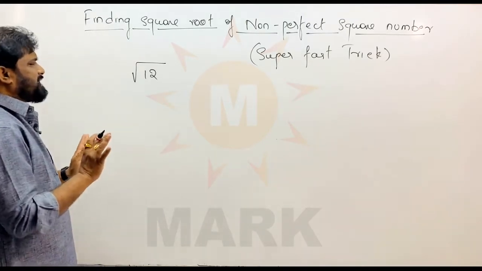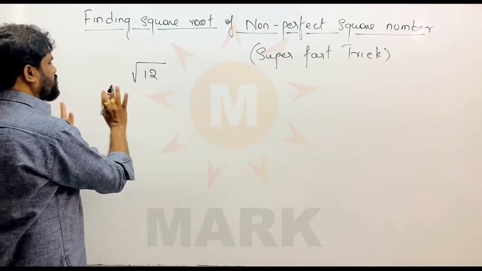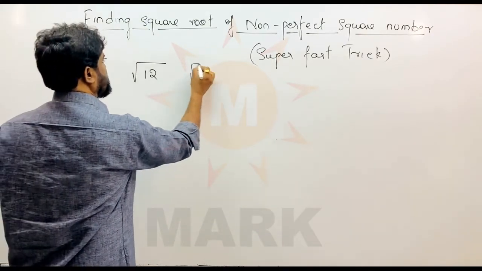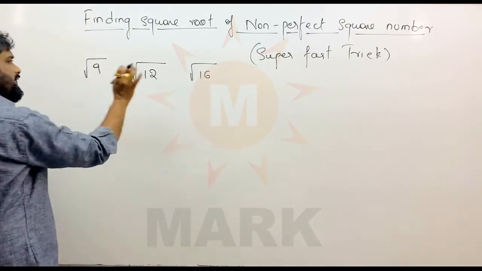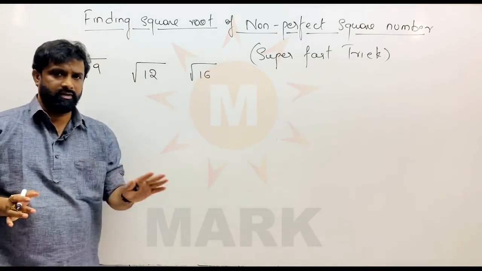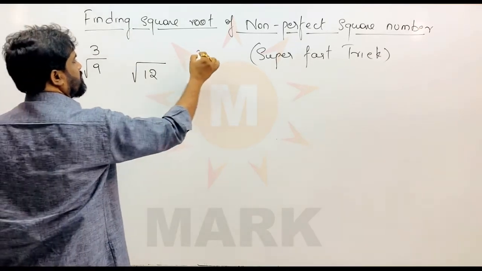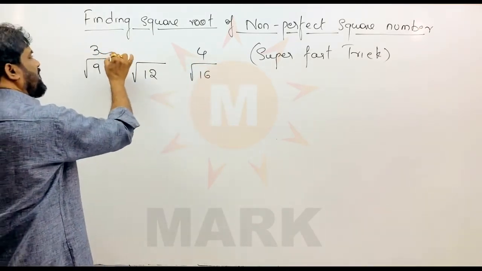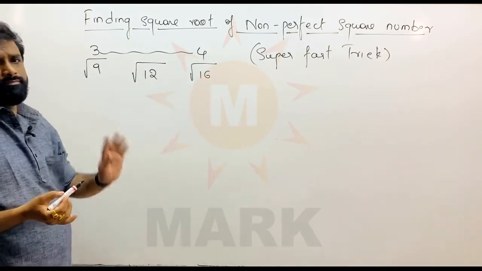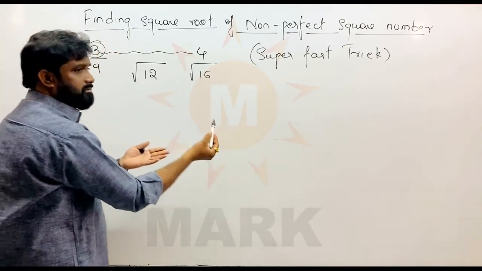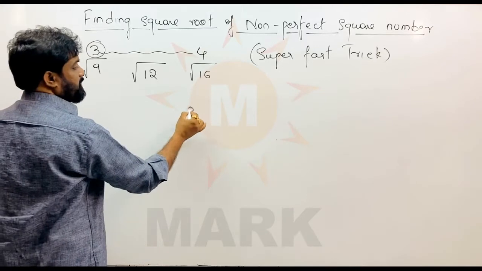Anybody, a layman, can say, sir, root 12 lies between root 9 and root 16, because 9 and 16 are perfect square numbers. That is the reason why. Root 9 is 3 and root 16 is 4. So obviously the answer lies between 3 and 4. So can I say the answer will come something like 3 point something? Right?